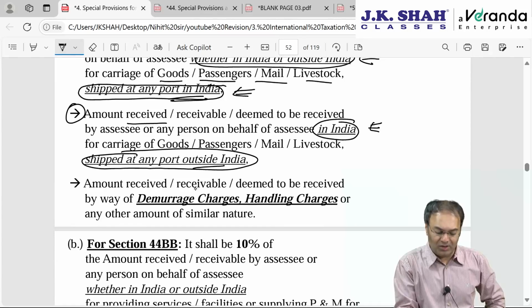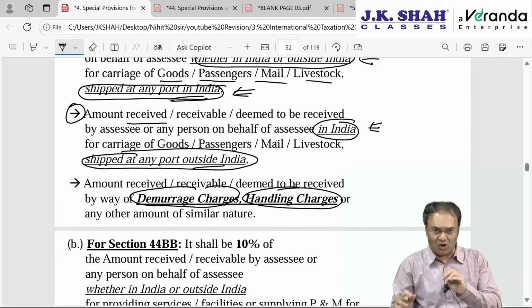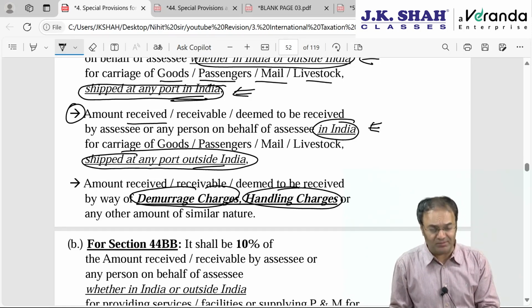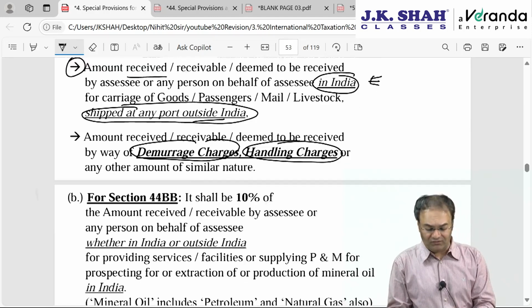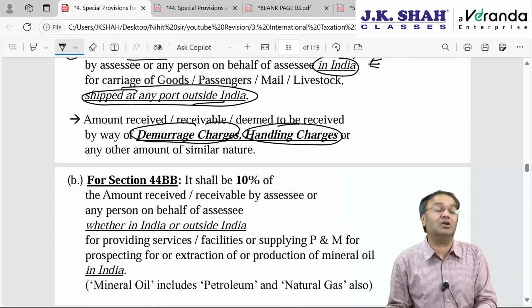Third, demurrage charges and handling charges. Demurrage charges means loading, unloading charges, etc. Those extra charges are called incidental charges, or demurrage charges. If received in India, they will be deemed to be gross receipts attributable to Indian operation. Demurrage charges are also to be taken into account.